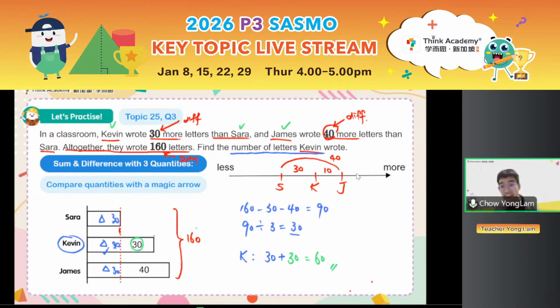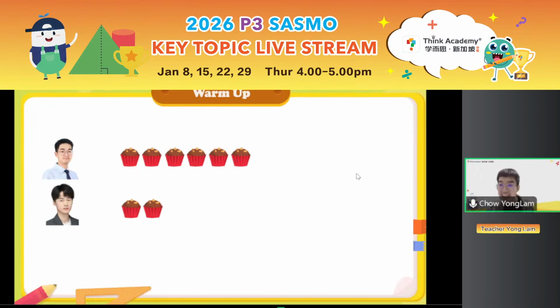Now that is the first thing that Sasmo likes to test. When they give you multiple characters and ask you to draw a longer bar, shorter bar, you use a magic arrow. Now, let me show you another thing that Sasmo likes to test, using a very funny example. So we have Teacher Yonglam, that's me, and Teacher Liz. Hopefully you still remember him, he's a part of my story last week as well.